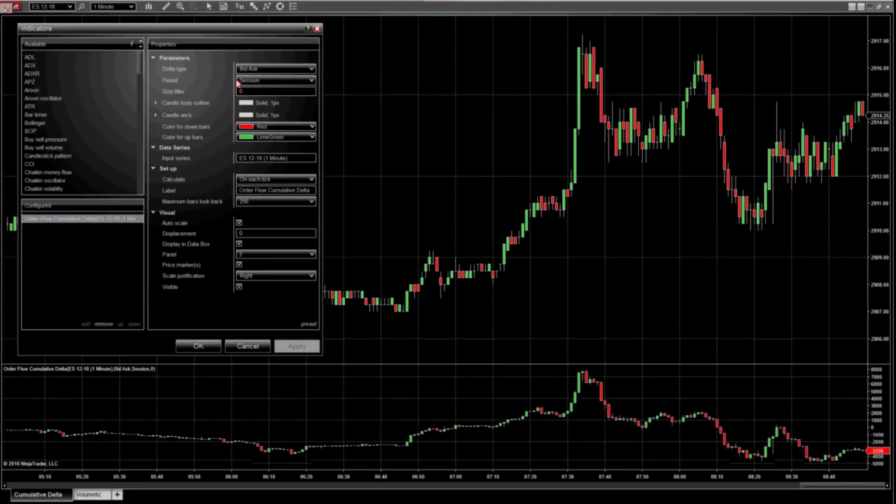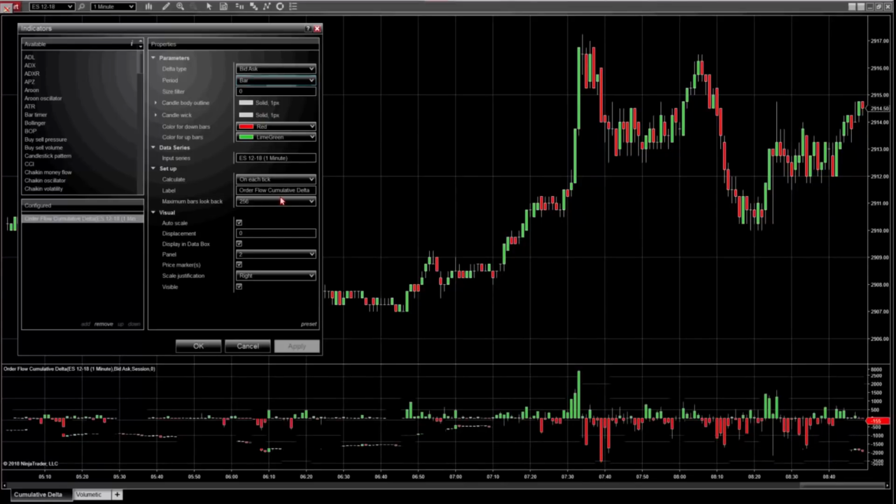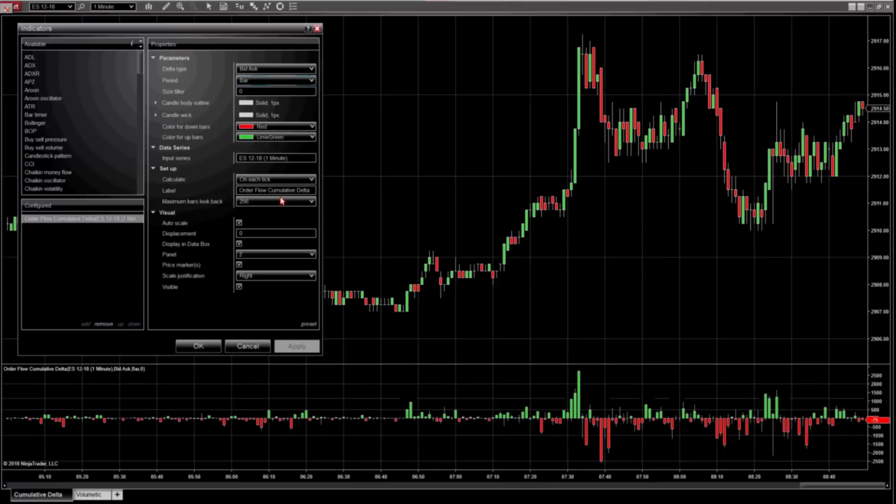You could also change the period of this indicator. With this set to session, this will accumulate volume data for the entire session. By setting this to bar, this will accumulate volume data per bar, so the Cumulative Delta will reset on each new bar and have an open of 0.